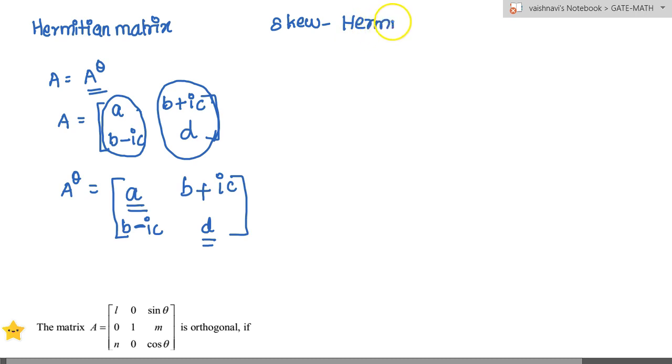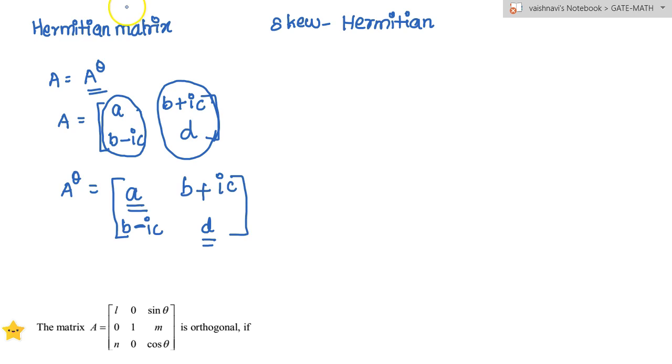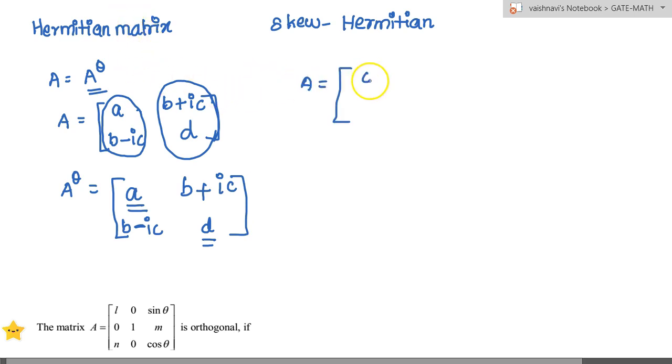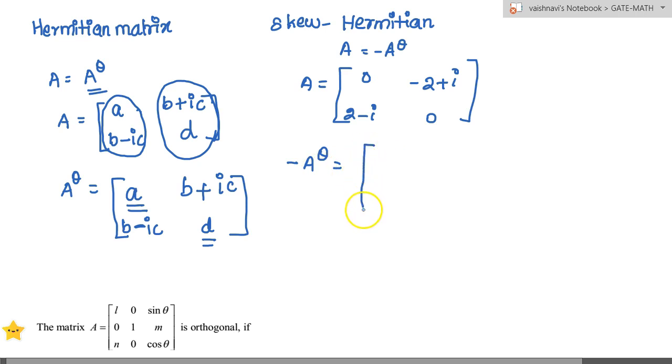Skew means it will change the sign. It will be negative. Okay. A is equal to 0, minus 2 plus i, 2 minus i, 0. Now what you have to find is whether A is equal to minus A theta. A is equal to minus A theta. So you have to find minus A theta.